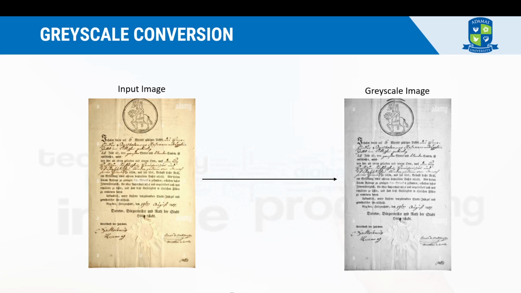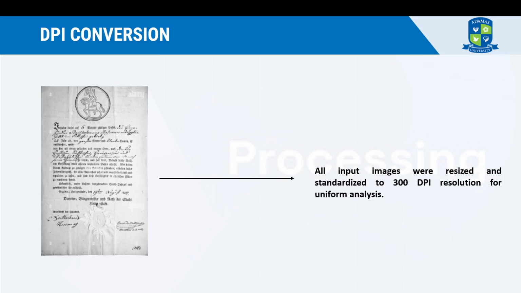Grayscale conversion. Let's look at the result. Here is our grayscale conversion. We used the standard formula 0.299R plus 0.587G plus 0.114B to strip the color while retaining the luminance information, which is important for distinguishing text. DPI conversion. We also implemented DPI standardization. We resized all input images to 300 DPI. This is the industry standard for OCR and archiving.